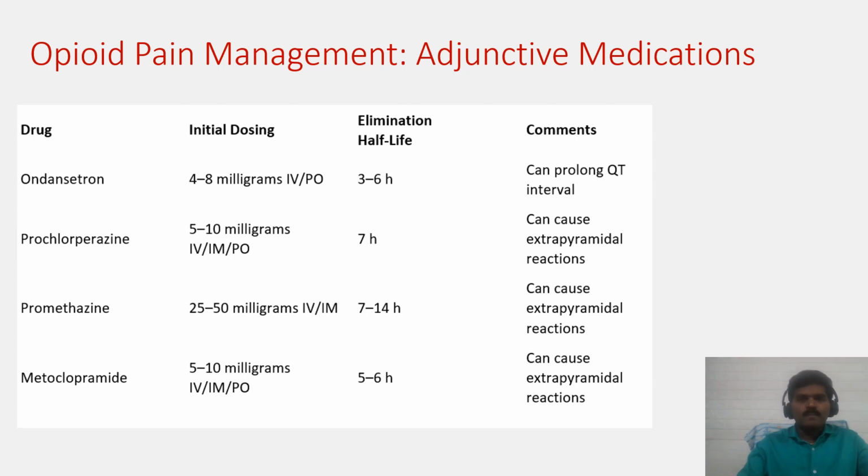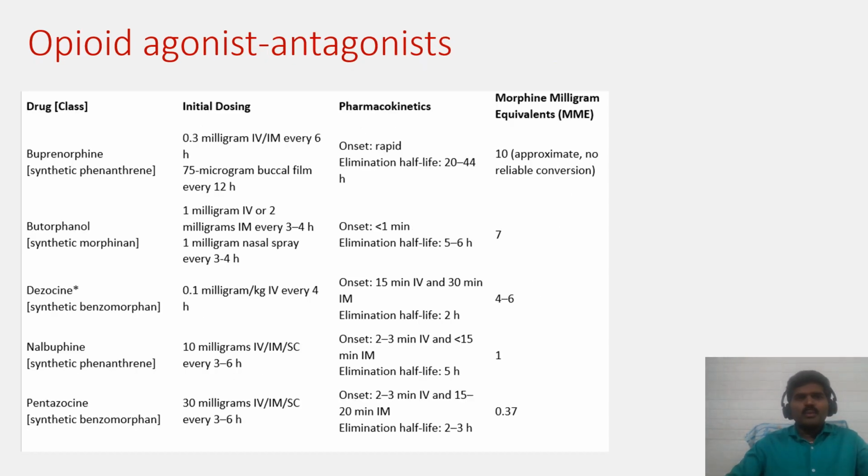Opioid agonist antagonists are used to reduce the respiratory depression that is produced by the usual opioids. Buprenorphine 0.3 milligrams IV or IM every 6 hours, or 75 micrograms of buccal film every 12 hours, 1 milligram IV can be used. Pharmacokinetics: onset is very rapid. Elimination half-life is 20 to 44 hours, so longer duration of action. Morphine equivalence is 10.